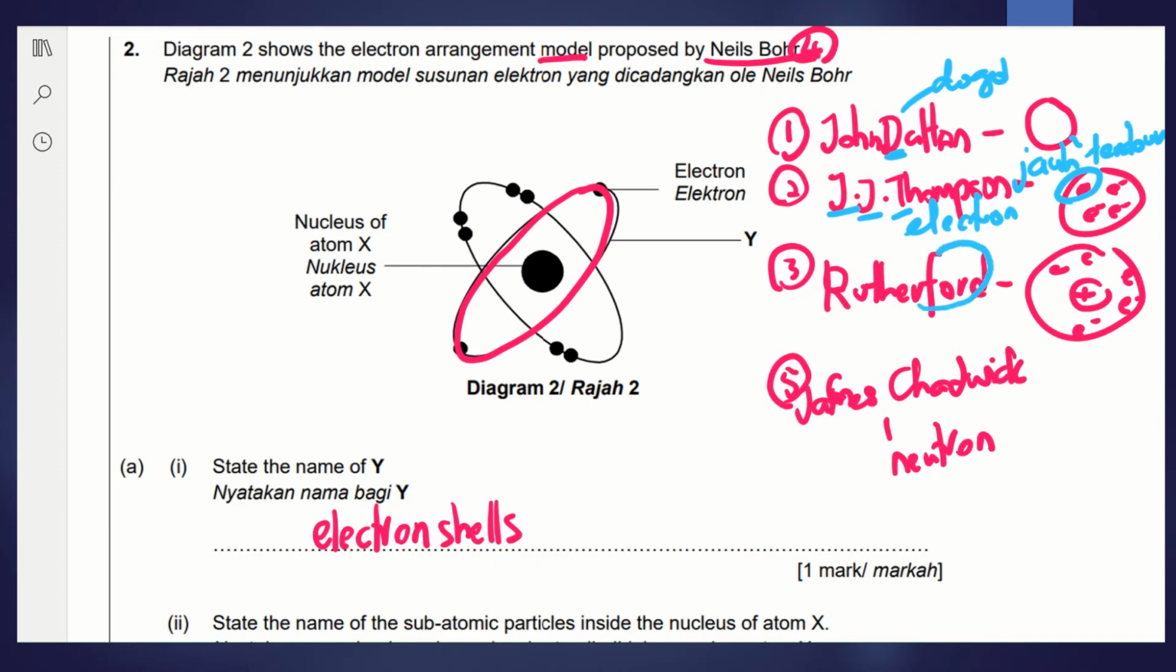Ernest Rutherford. Ford is a brand of car. For Malaysia, we have brand Proton. So Ernest Rutherford discover proton.